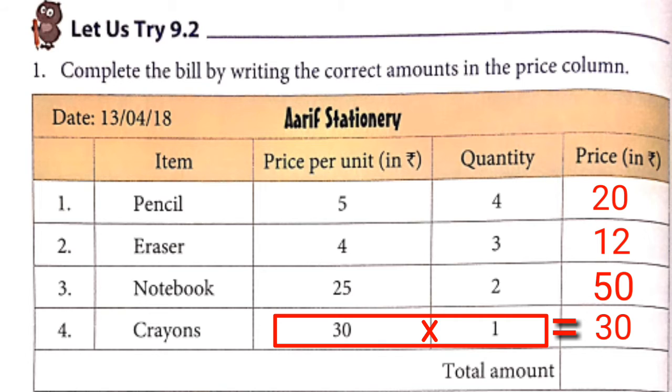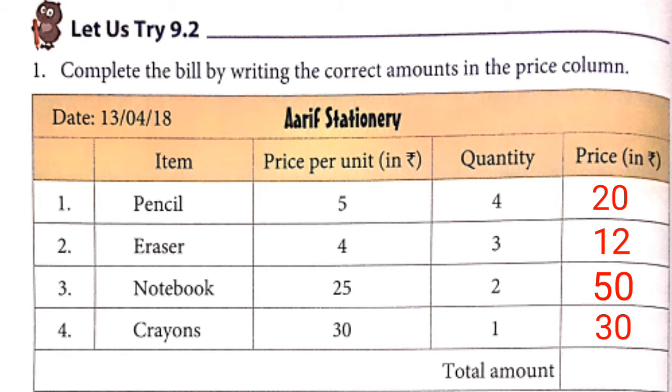So now we are going to find the total amount. To find the total amount we have to add all the rupees in the price column. So totally 4 things we are going to add and find the total amount. 20 plus 12 plus 50 plus 30. So first we have to add in the ones place and then in the tens place. So 0 plus 2 plus 0 plus 0 is 2. And now we have to add in the tens place.